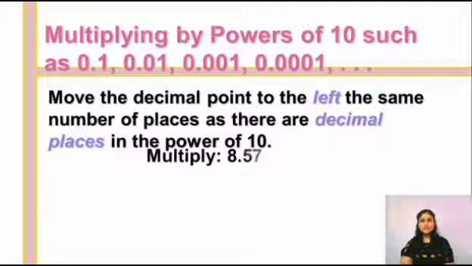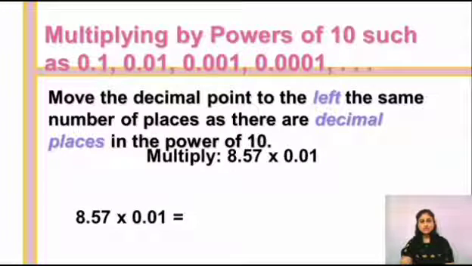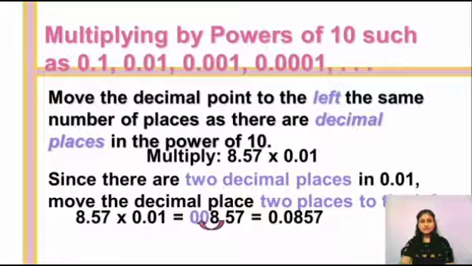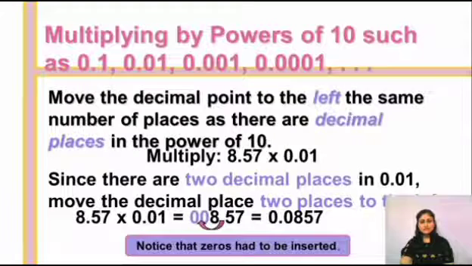Multiplying by powers of 10 such as 0.1, 0.01, 0.001, and so on. Multiply 8.57 by 0.01. Now we have the decimal point. After the 0 here, we have 2 decimal places, and we move this decimal point to the left side by 2 positions. And we have the answer 0.0857.